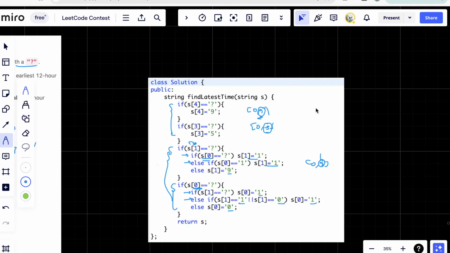Now if you see this code, the time complexity is big O of 1 only. It's constant because we only have if and else conditions. And as for the space complexity, we are using no space, so again it's going to be big O of 1 only.